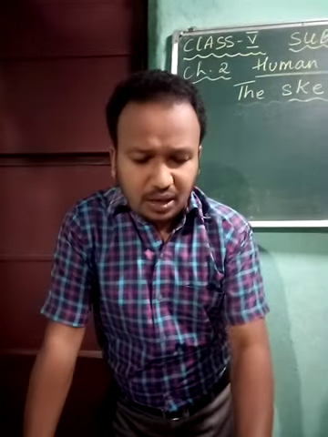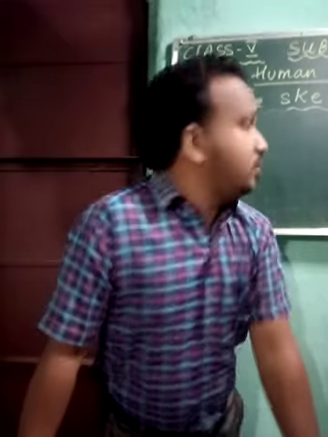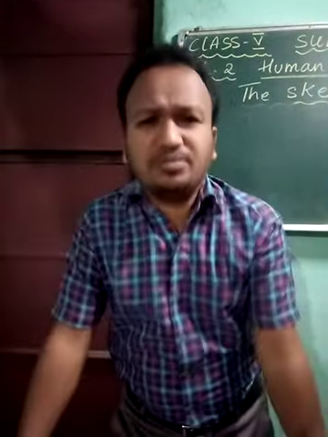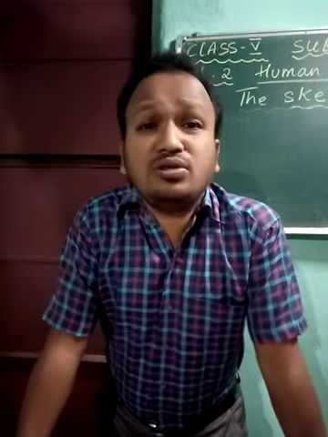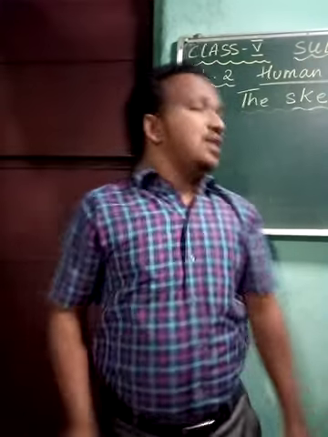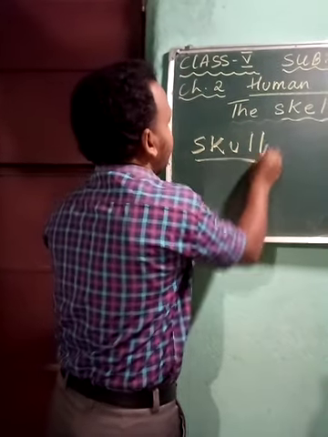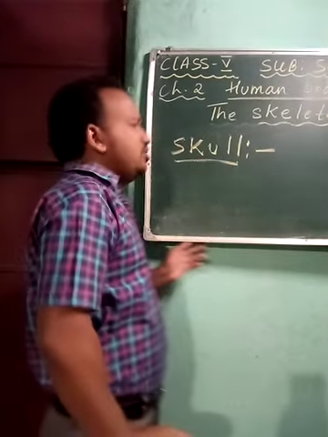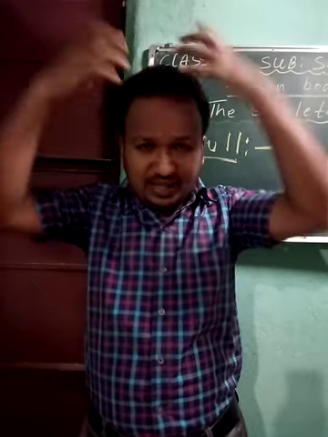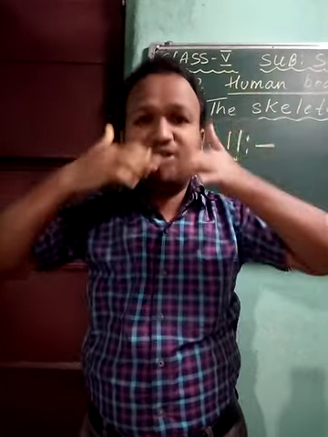Now we are going to talk about the major bones of the human body. In our body we have so many bones, so one by one we are going to talk about the major parts. The first part is your skull. Now children, you know the skull: the brain is inside the skull. This outer part is known as your skull.